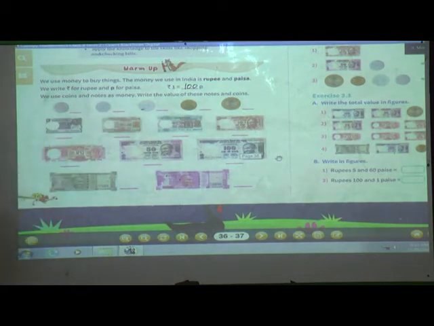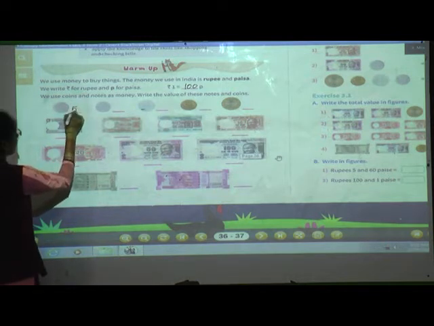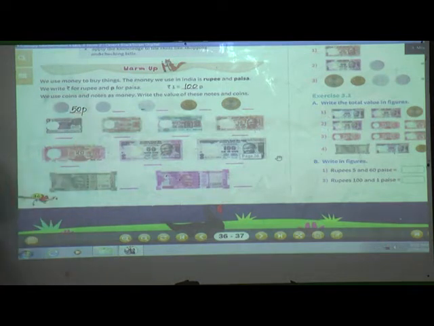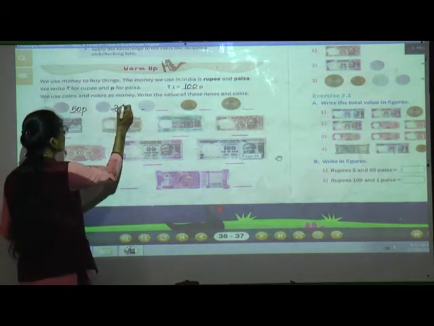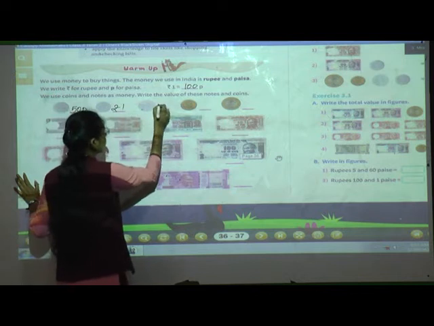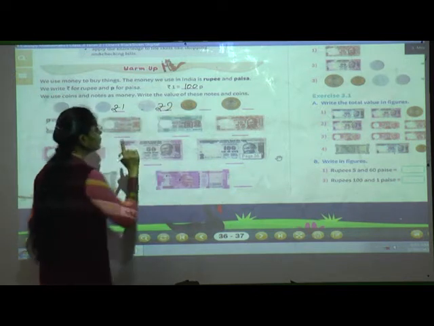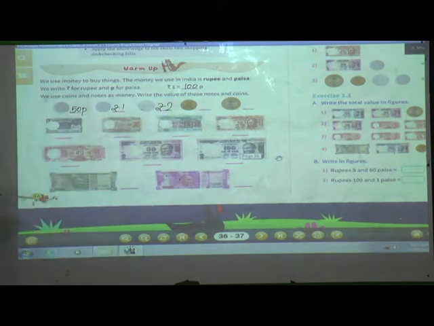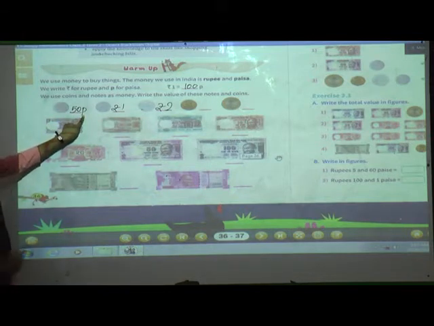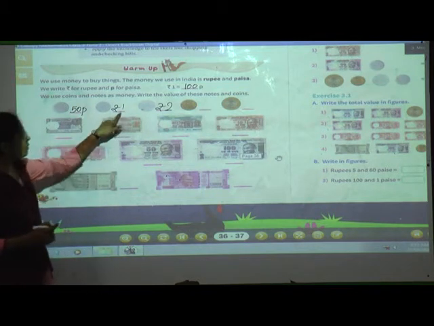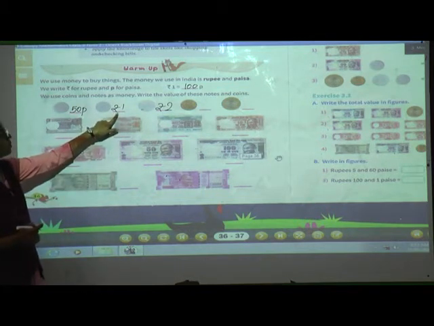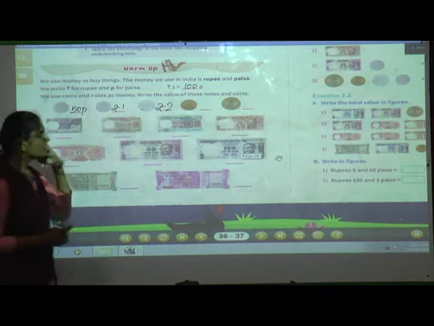Then this is the coin of 50 paisa. So how will you write? 50 P. P stands for paisa. Then this is the coin of rupee 1. This is the coin of rupees 2. Now, while writing the value in paisa, you should write P after the value. And while writing the value in rupees, you should write the symbol before the number.